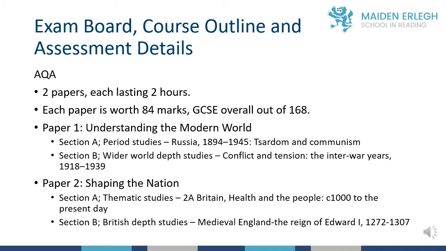There are 2 sections to this exam paper, the first of which is a study of Russia, specifically the Russian revolutions, with a topic ending at the end of the Second World War. The second section of paper 1 is Conflict and Tension, 1918 to 1939, and essentially looks at how the First World War caused the Second World War.